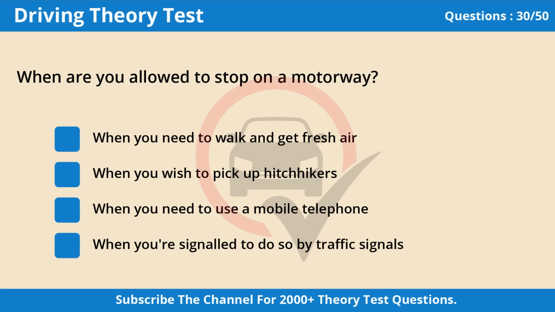Question 30. When are you allowed to stop on a motorway? A. When you need to walk and get fresh air. B. When you wish to pick up hitchhikers. C. When you need to use a mobile telephone. D. When you're signaled to do so by traffic signals. The answer is D.